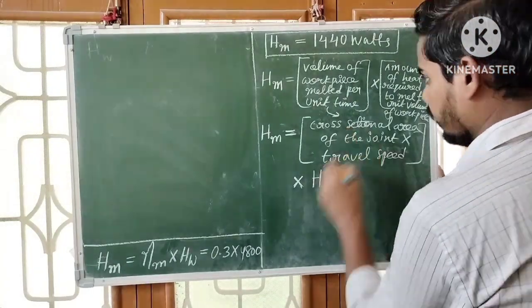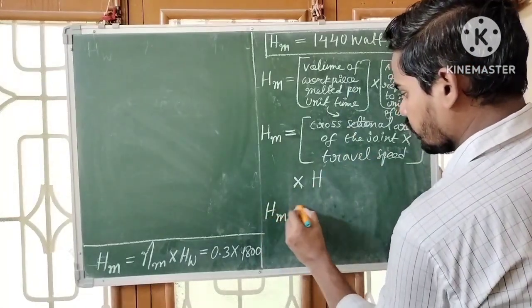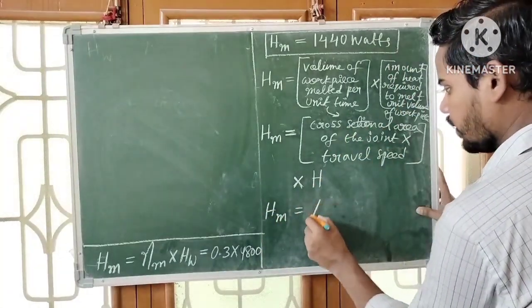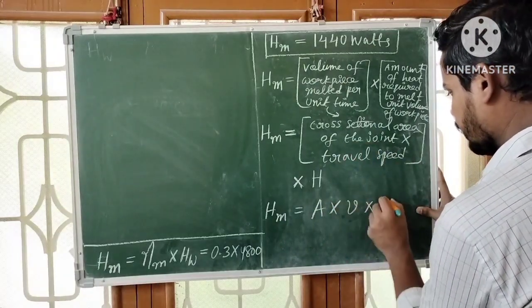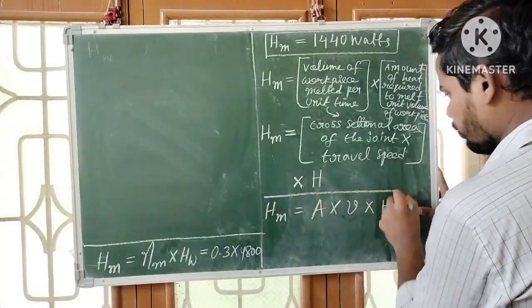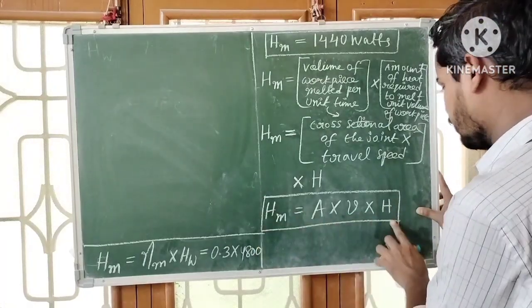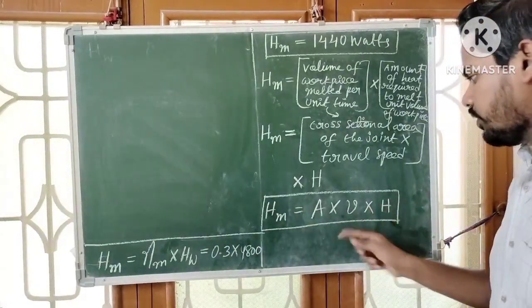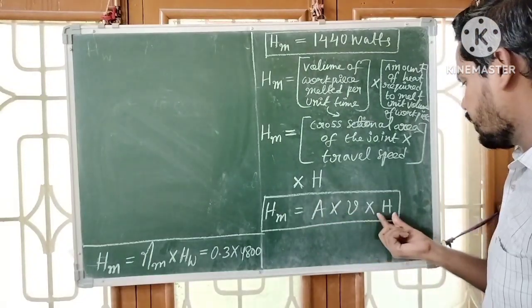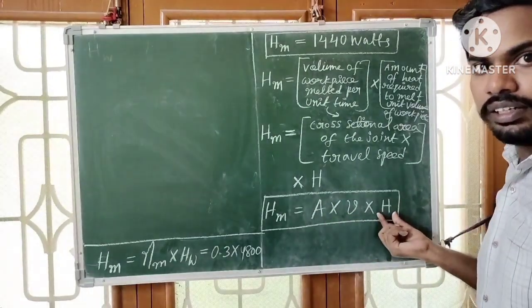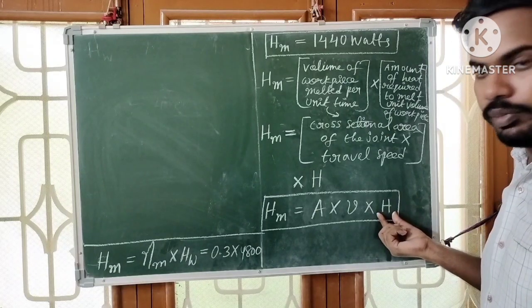So that is H. And what about HM is equal to, here cross-sectional area of the joint means A into travel speed small v into H. So this is the formula for HM. HM is equals to A into V into H. A for cross-sectional area of the joint. Here V for travel speed. H means amount of heat required to melt unit volume of material.